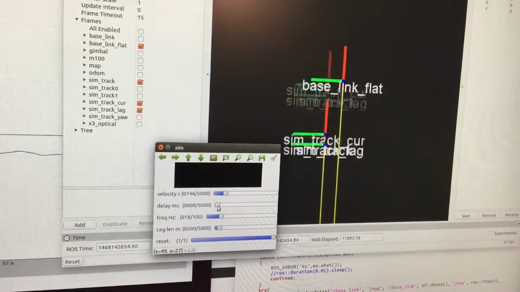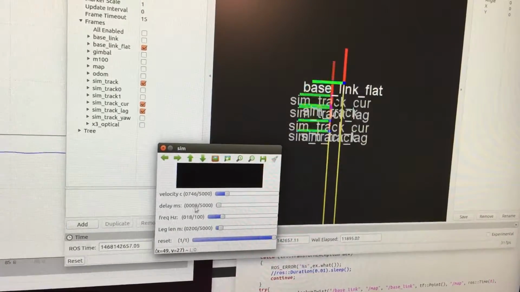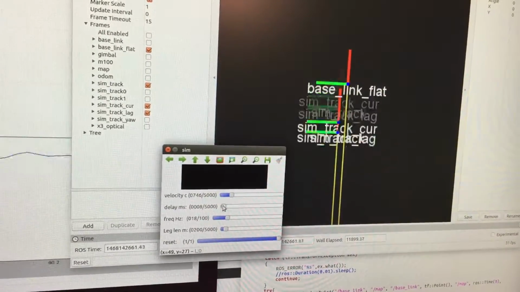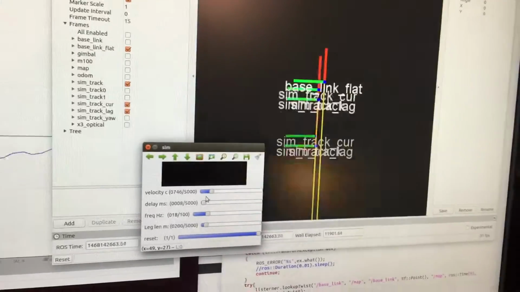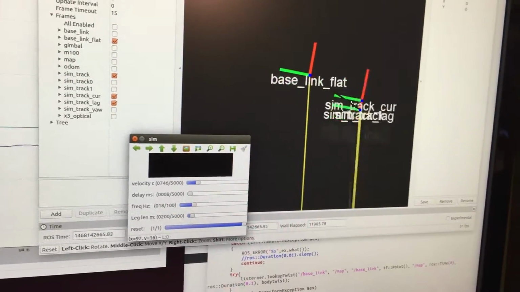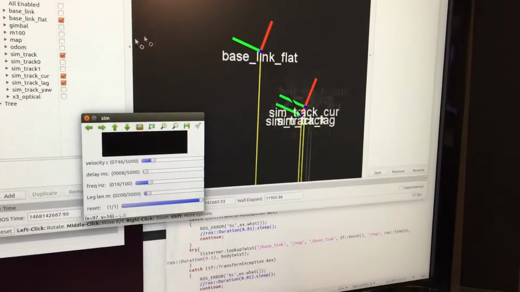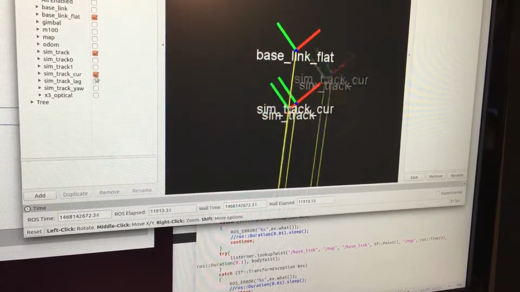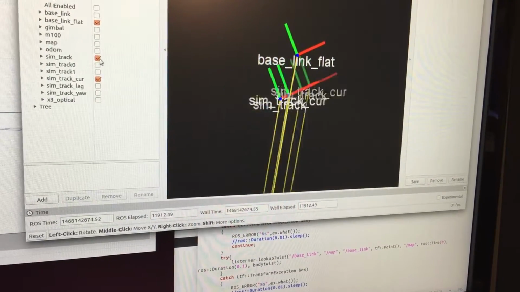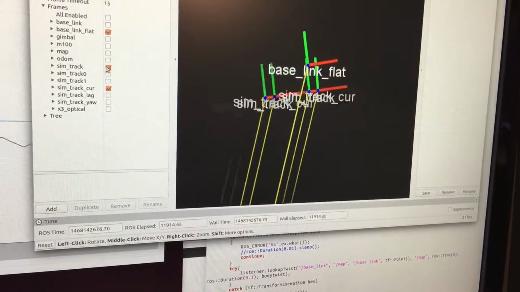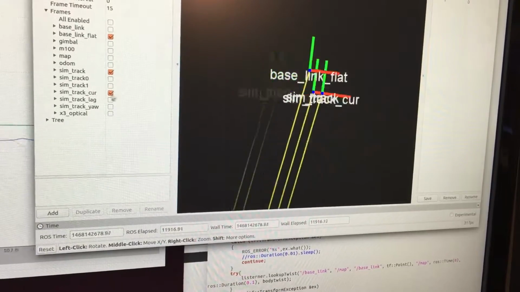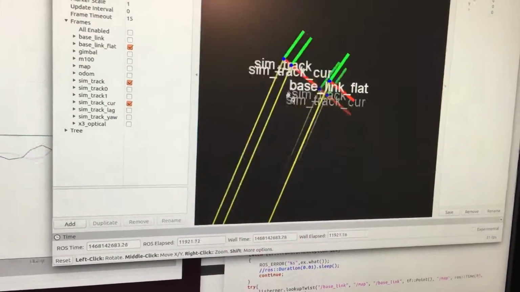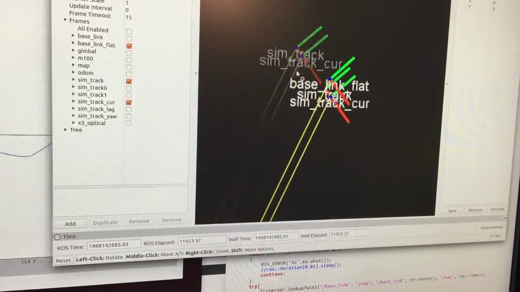Here I have the delay set, and these are in milliseconds, at a mere 8 milliseconds, which is pretty much lag free and pretty much ideal conditions. So in the ideal conditions, let me take a look. We've got two states: track is the current state as seen, and sim track current is the actual current position. At only 8 milliseconds, they're fairly close to each other.